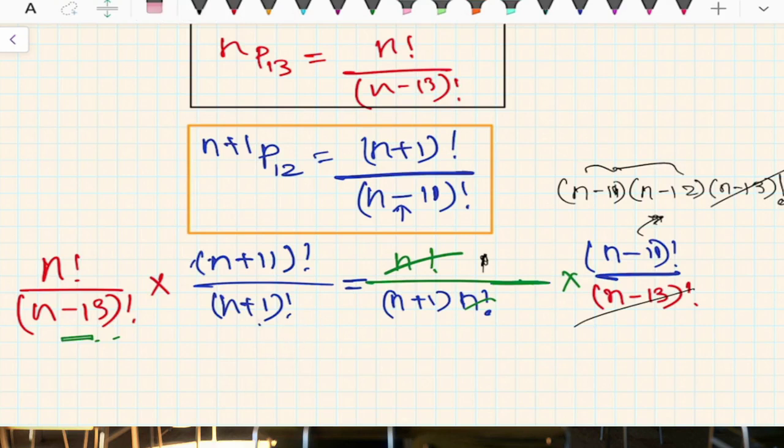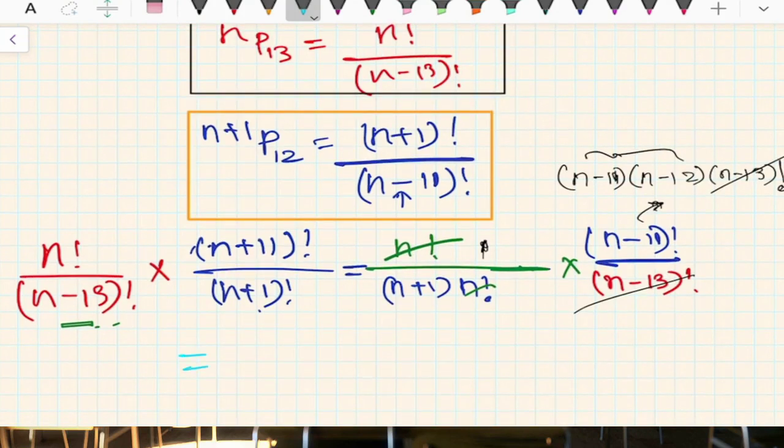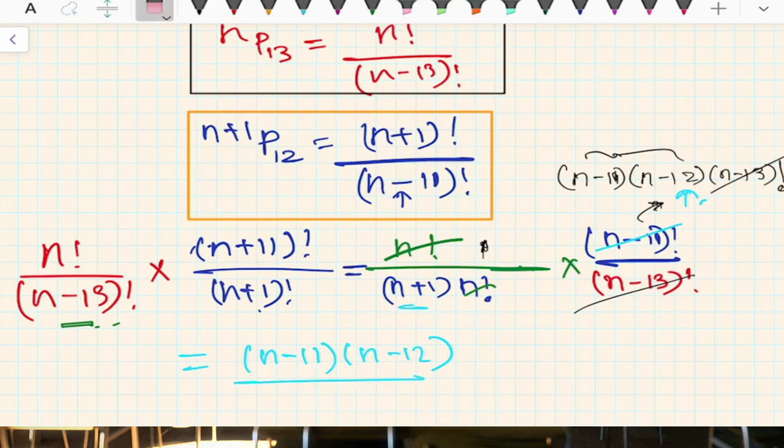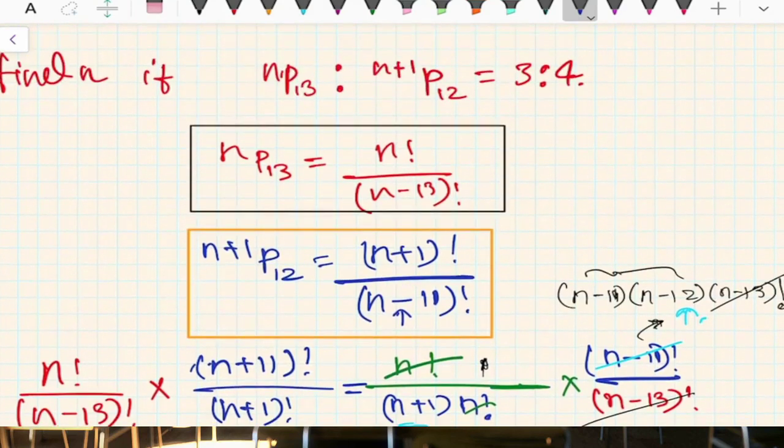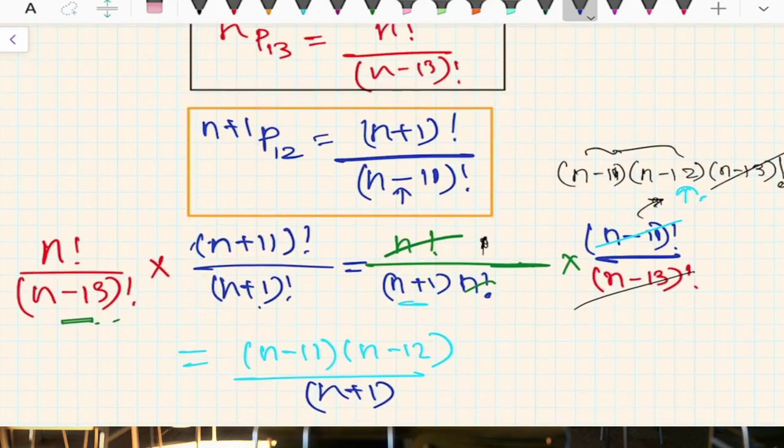Okay, so let me just take this color and now write it down over here below as, यहाँ पे तो 1 आ गया, यहाँ पे ये cancel होकर अब ये form में आ जाएगा, so n-11 n-12, यहाँ का denominator गया लेकिन ये बच गया n+1, okay, n+1. Now it is equal to what?